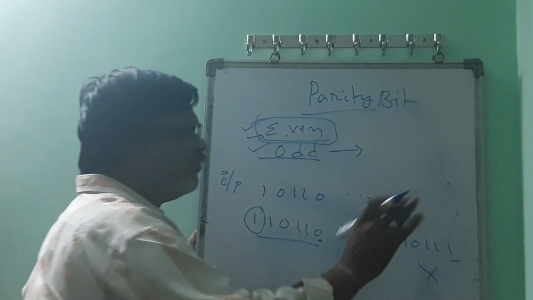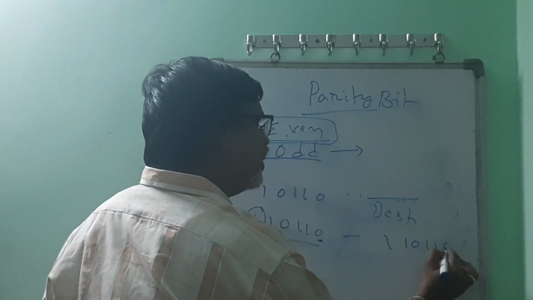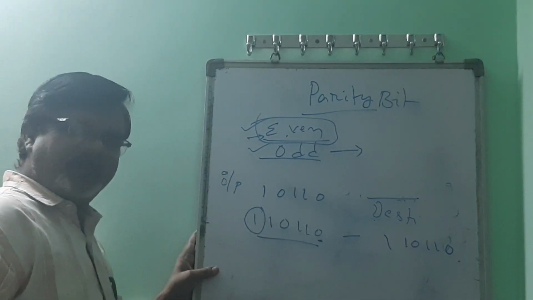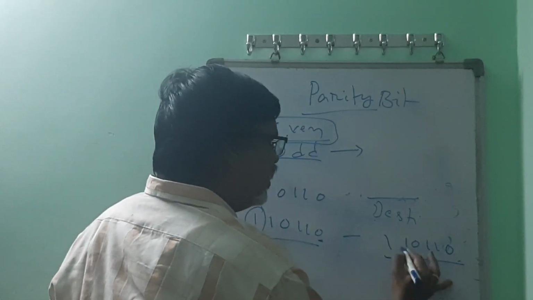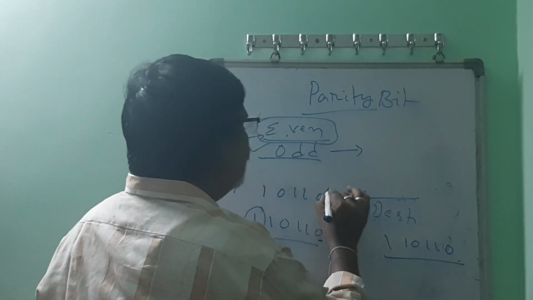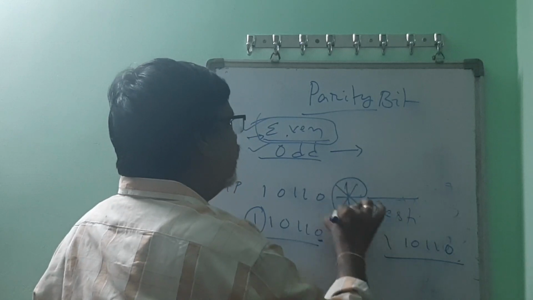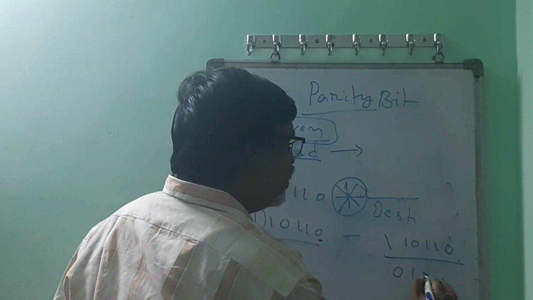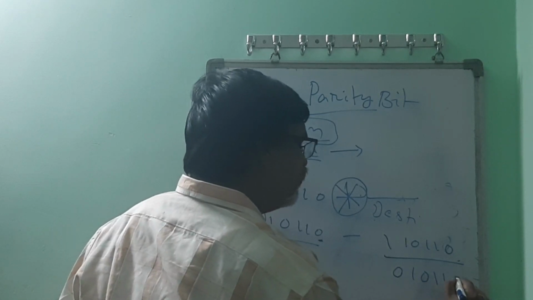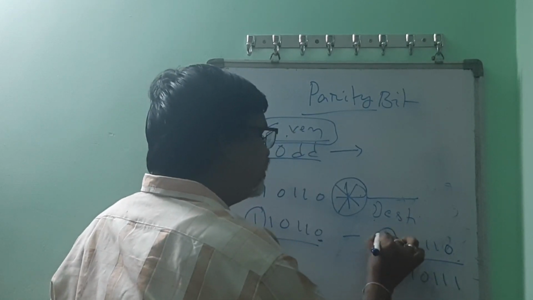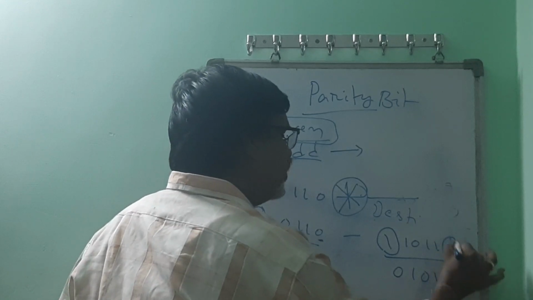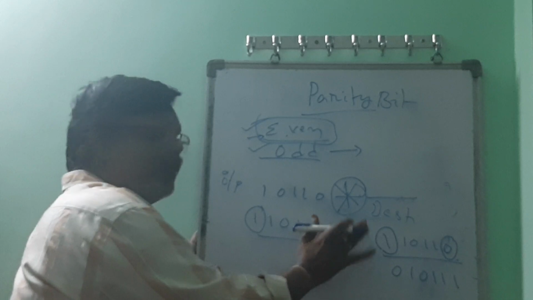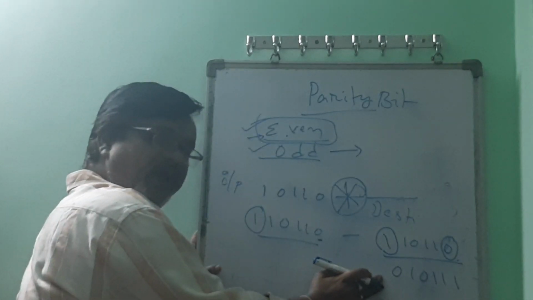Fine, it is okay. Now let us assume that this is the original data which is expected by the destination. This original data is received by the destination, due to some noise happening in the transmission media, as 0 1 0 1 1 1. Means this bit is changed, this bit is also changed. These 2 bits are changed. So this is the original, expected data, but this is the data received at the destination.